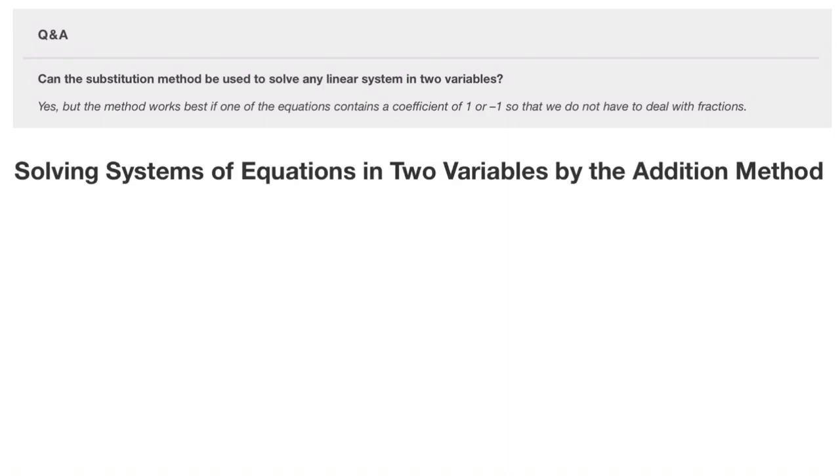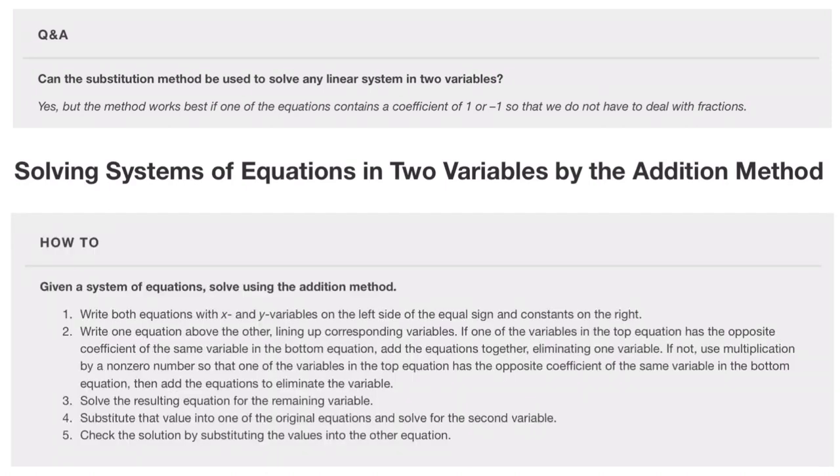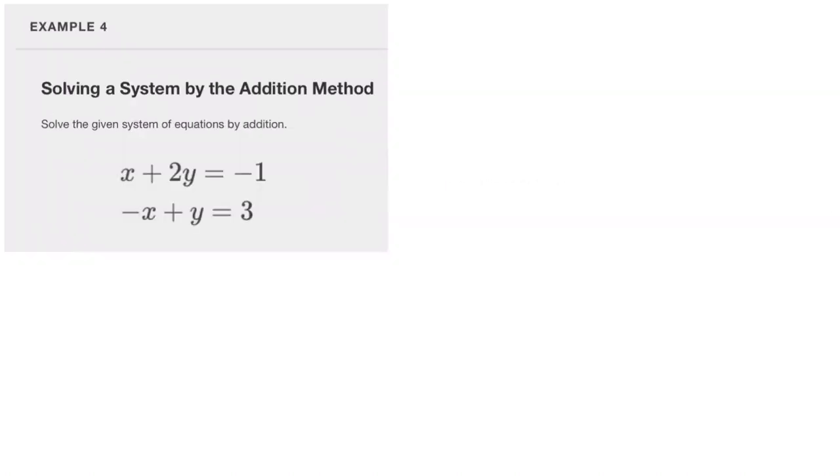Okay, so we saw the substitution method. Now we're going to look at this technique called the addition method. I'm going to let you read through that on your own, and I'm just going to explain it as I go. Solve the system by addition. When we do the addition method, the first goal is we want one of the variables to have the same coefficient with opposite signs. It's already done for us here, so then we can just add the two equations together.